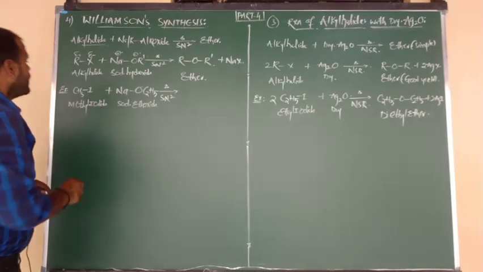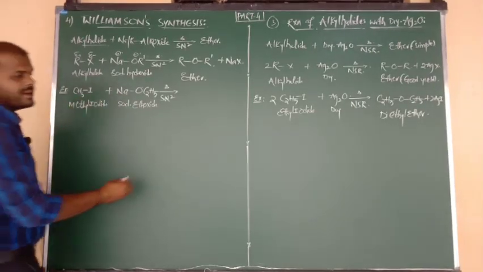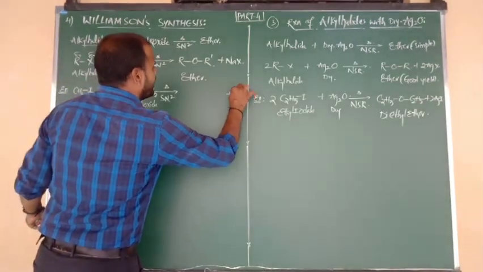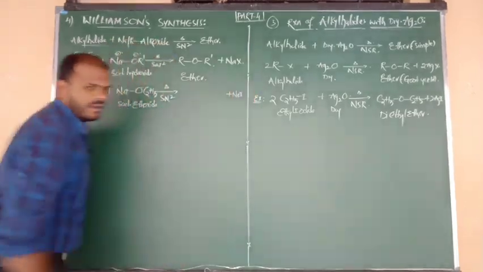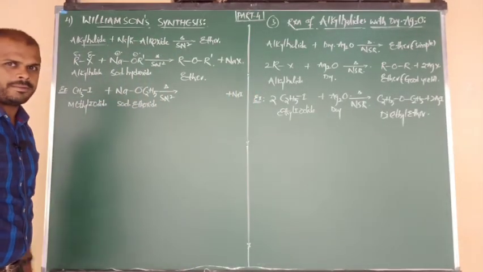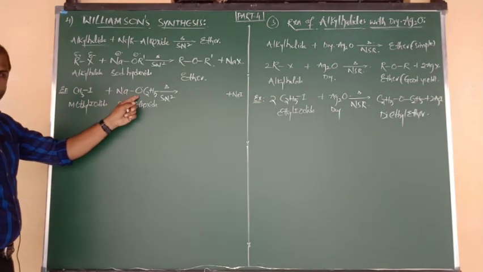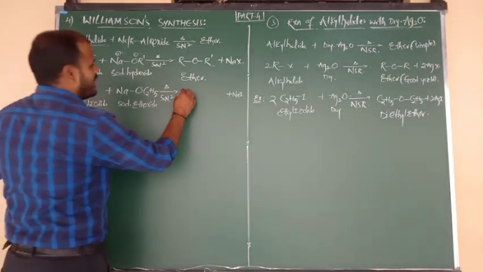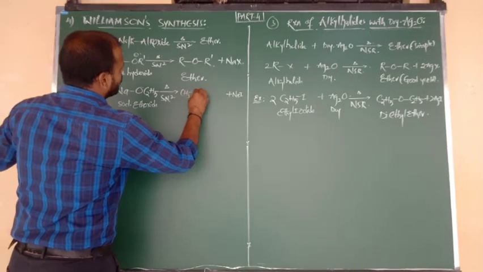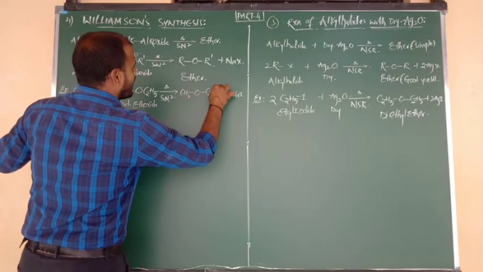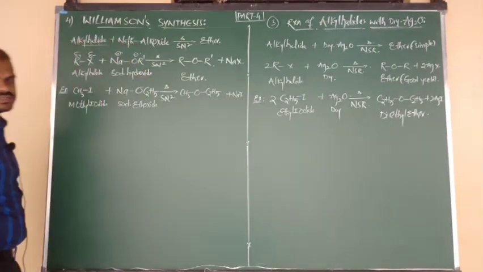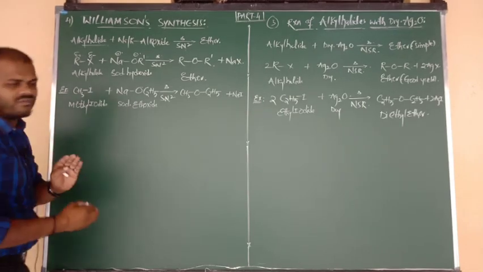NaOC2H5. Now Na plus combines with I minus and is eliminated in the form of NaI, that means sodium iodide. And what is the balancing product here? CH3 bonded to O, O bonded to C2H5. So methyl connected to O, again O connected to ethyl, that means C2H5. So how do we say the name of this product?